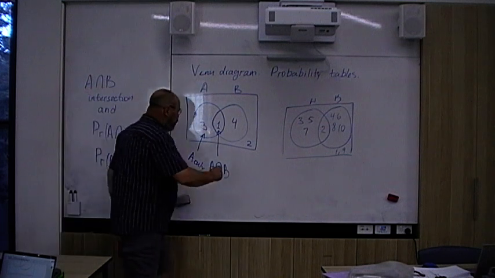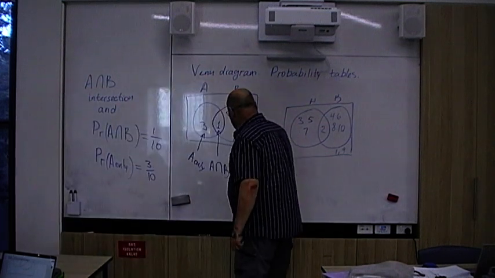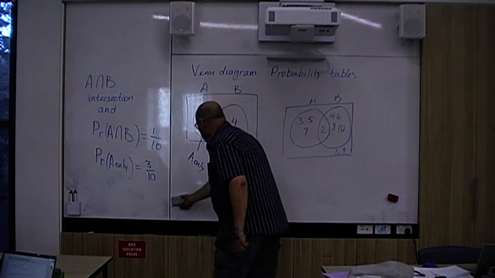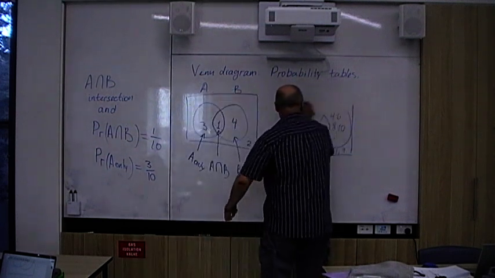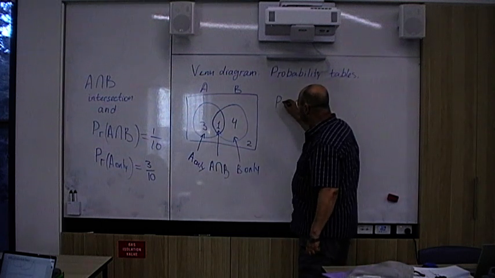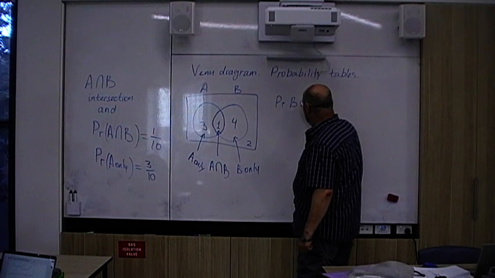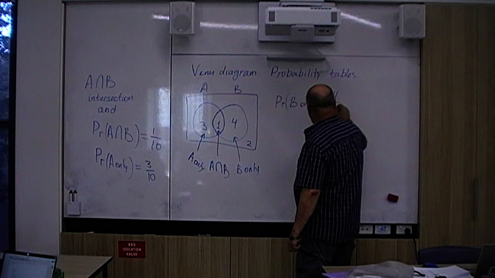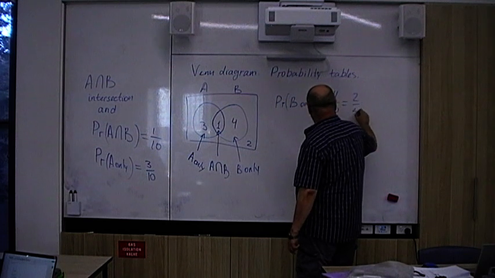What will be the probability of B only? This is B only. We have 4 out of 10, which can be and must be simplified. So the probability of B only is 4 out of 10, which simplifies to 2/5.